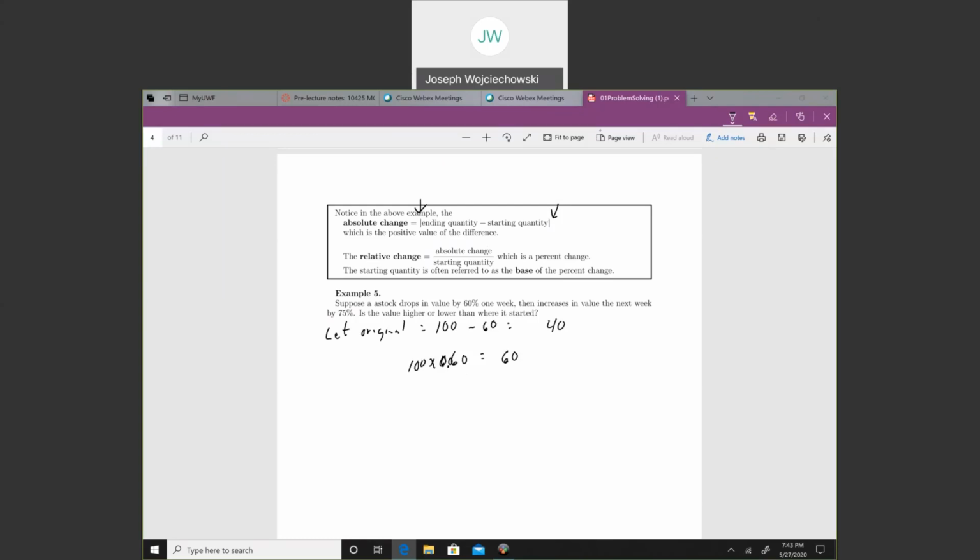Now it increases by 75%. So 75% of 40, which is 0.75 times 40, is 30. So our new value is 40 plus 30, which is 70. So is the value higher or lower? It is lower.